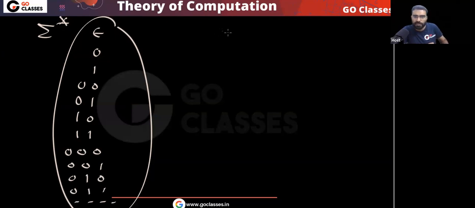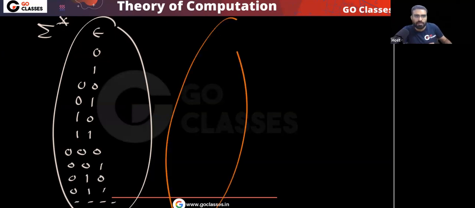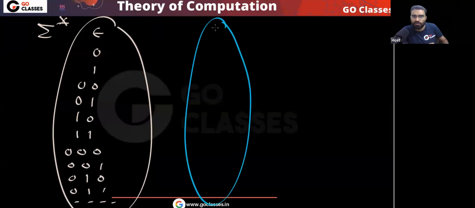And this is your set of natural numbers. Here you have the set of natural numbers like 1, 2, 3, 4, 5, 6, 7, 8, and so on. So can you create a bijection? Can you create a one-to-one correspondence?